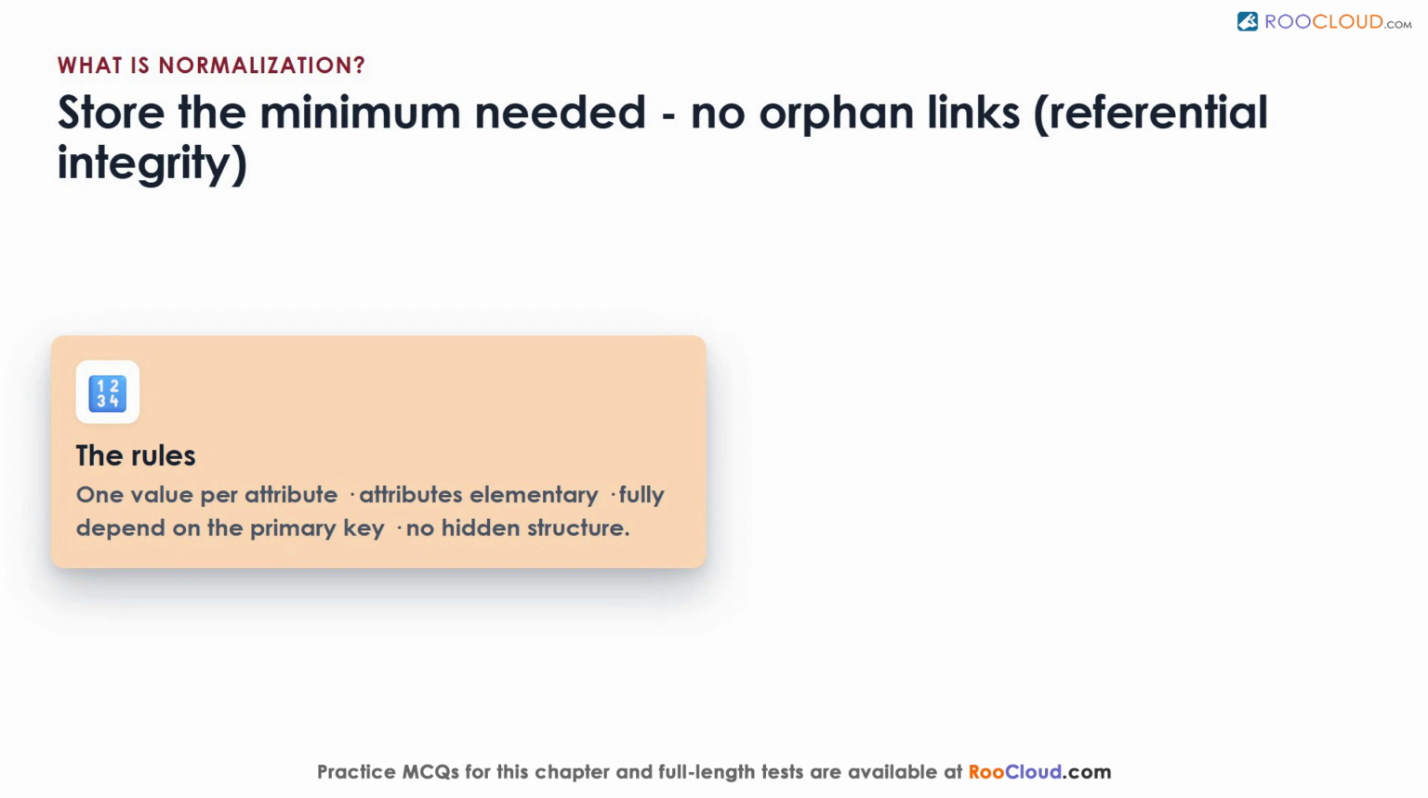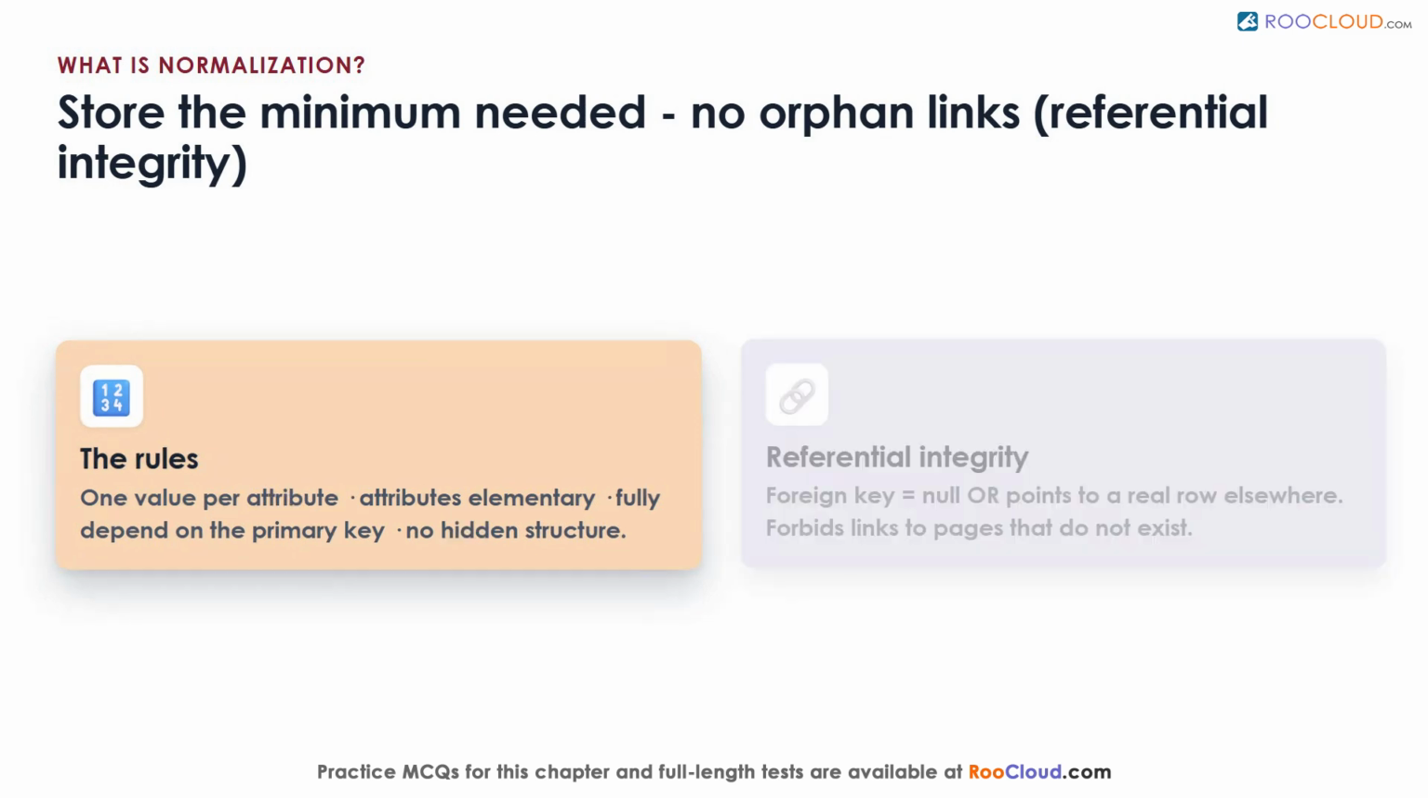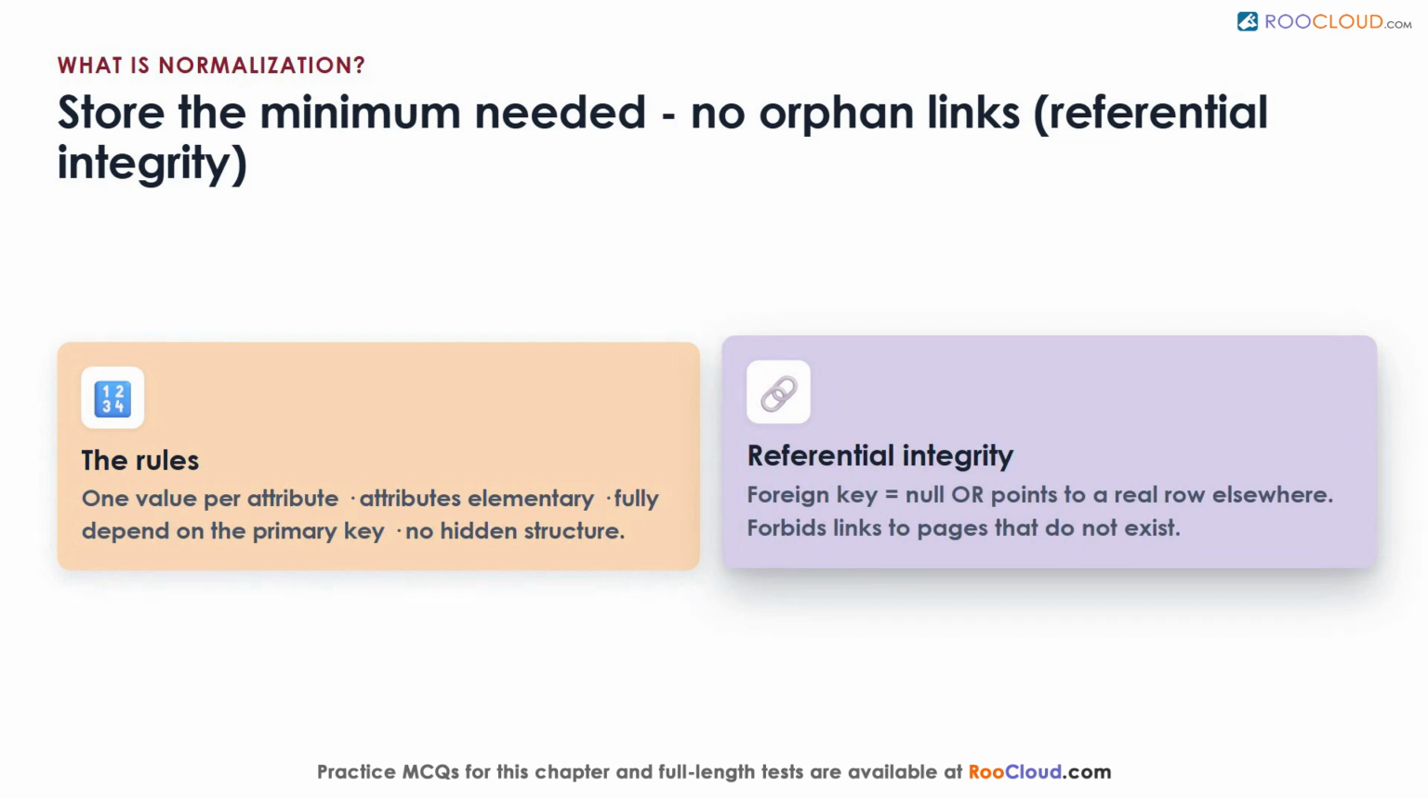And a foreign key must either be empty or point to a real row elsewhere. That last rule is referential integrity. Think of it as forbidding a link to a page that does not exist.